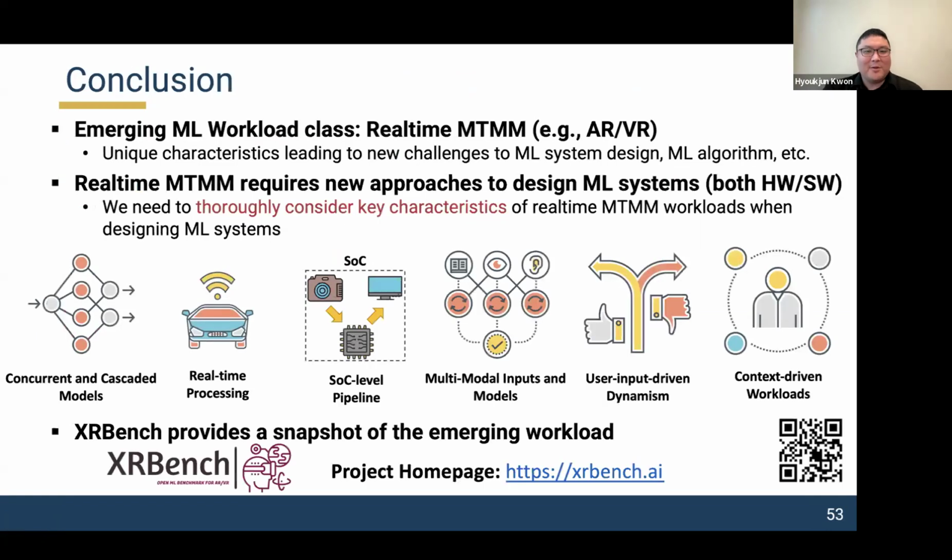Let me conclude this talk by summarizing everything. I highlighted the emerging ML workload class, which we named real-time MTMM, or multitask and multimodal. Examples include AR and VR, and they have unique characteristics leading to new challenges for ML system design, algorithms, schedulers, and so on. This new class of ML workloads requires new approaches to design ML systems in both hardware and software. And we need to thoroughly consider key characteristics of real-time MTMM workloads when we design ML systems.